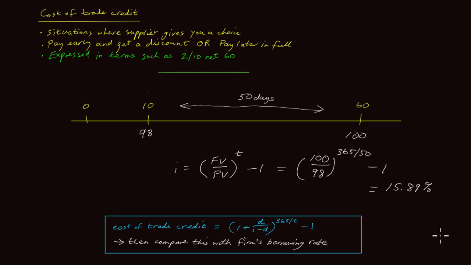If we assume, for example, that the firm's borrowing rate is 12% expressed on an EAR, effective annual rate basis, that would mean that the cost of not taking the discount, which we have calculated as 15.89%, is greater than our firm's borrowing rate of 12%, and therefore we should take the discount.